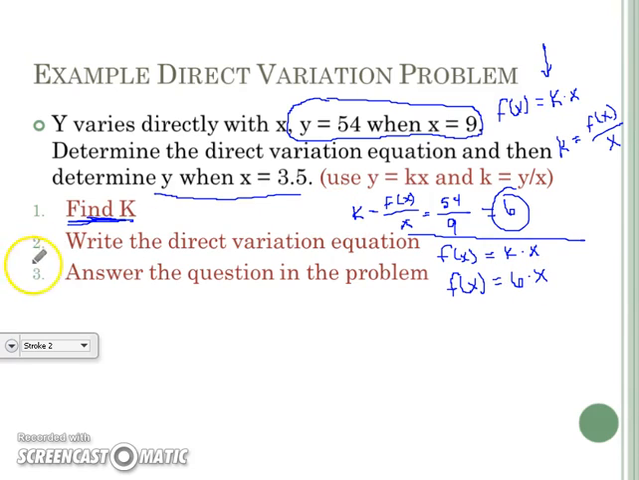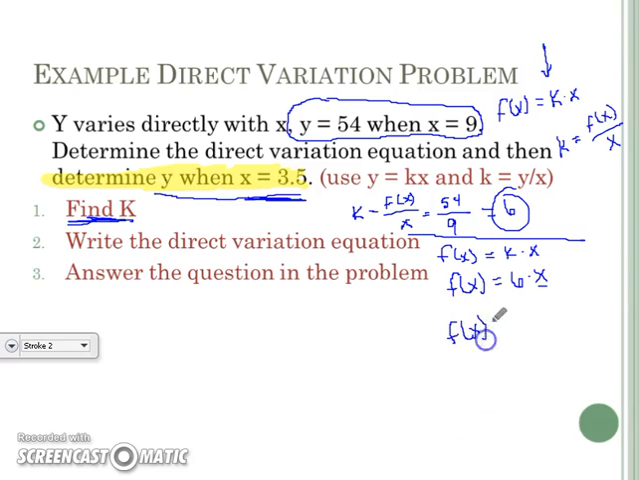So now the last part, answer the question in the problem. The question in the problem is this part. Determine y when x is 3.5. So we know that k is already 6. We have to replace this 3.5 for x.